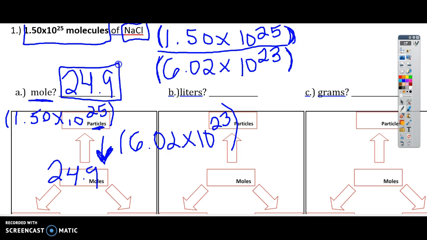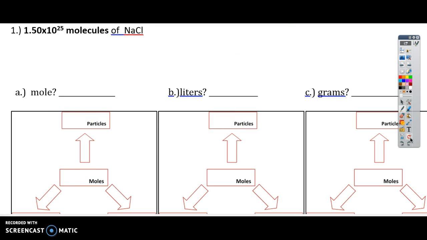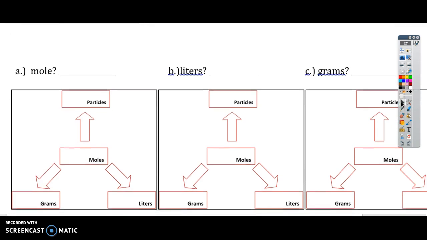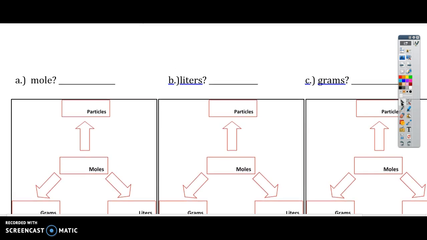Once you find moles, you're in the clear. From now on, we can use that number to calculate B and C. So let me erase this. 24.9. Follow along, I'm going to move up a little bit right here.